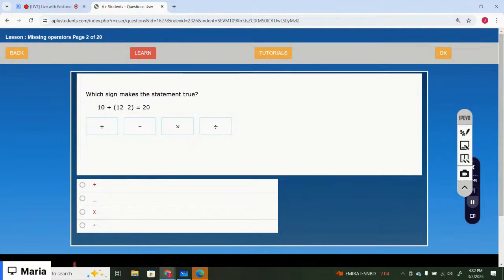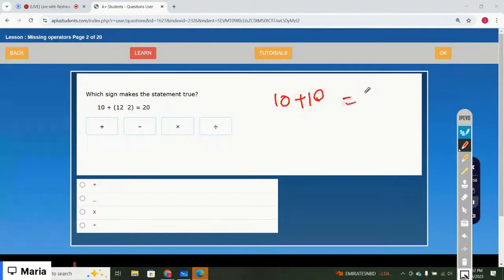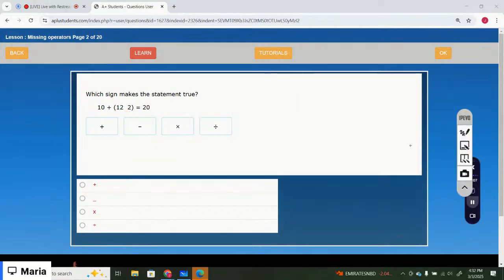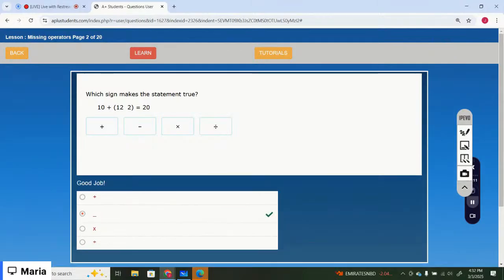Which sign makes the statement true? 10 plus what number equals 20? So 10 plus 10 is 20, right? So you have to make 10 here. That means you need to subtract. That would be 12 minus 2. Option number 2 is the correct option. You have to subtract.